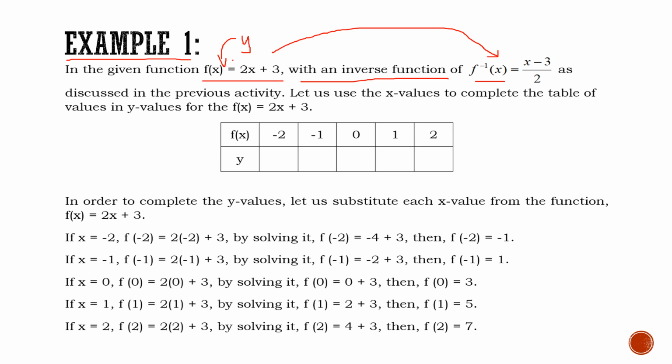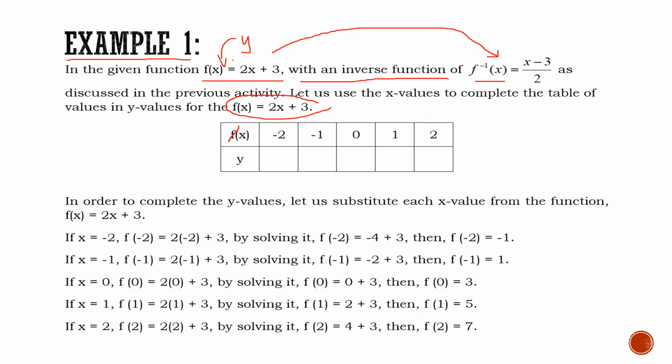So here there's a given table with given values. This is negative 2; it's not f of x, it's only x. It's a typographical error. So your values for x are negative 2, negative 1, 0, 1, and positive 2. And using your original function, what will be the value of your y if we substitute negative 2 to positive 2 as the value of your x?